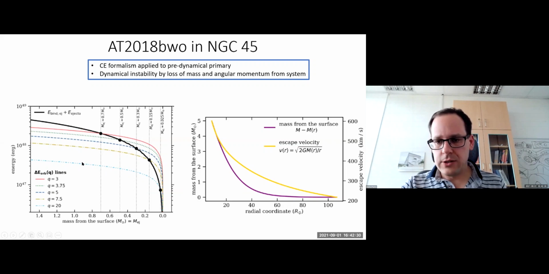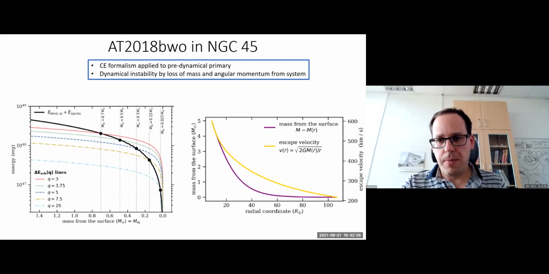The colored lines correspond to energy that would be deposited by a companion of a given mass if it spiraled to a given mass coordinate. And when these lines intersect, we get predictions for the amount of mass that was ejected during this event. And you can see that for reasonable companion masses, we predict mass ejections of a few tens of solar masses.